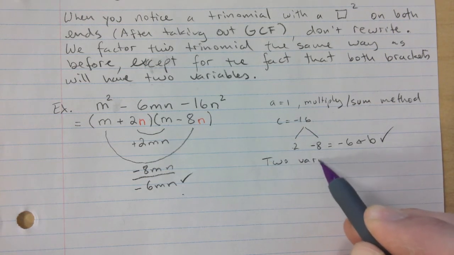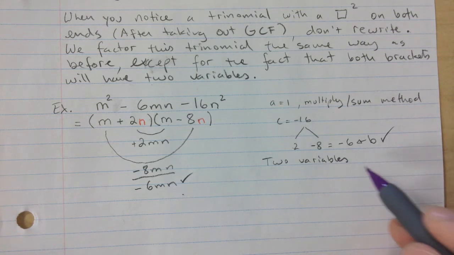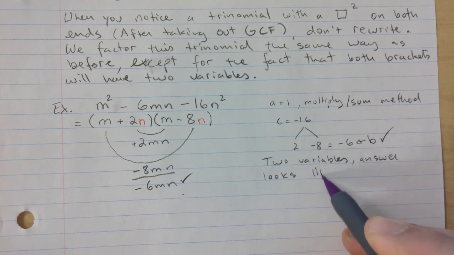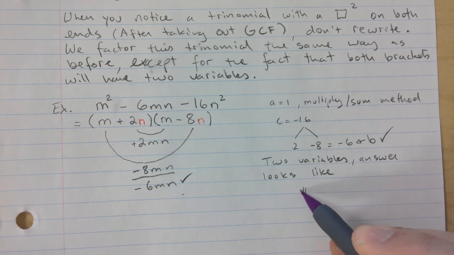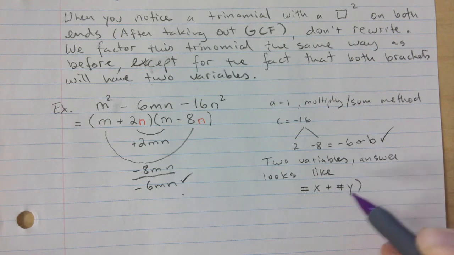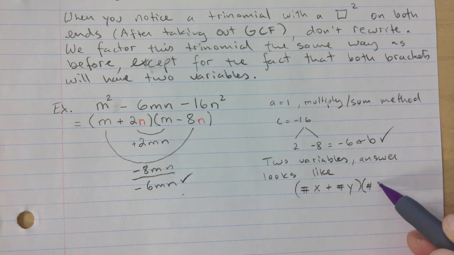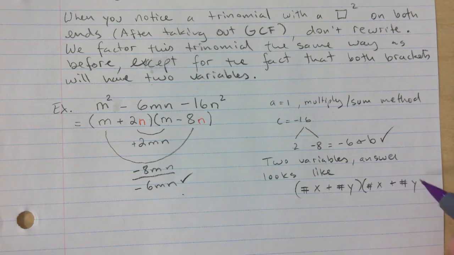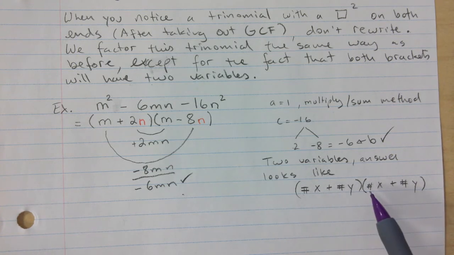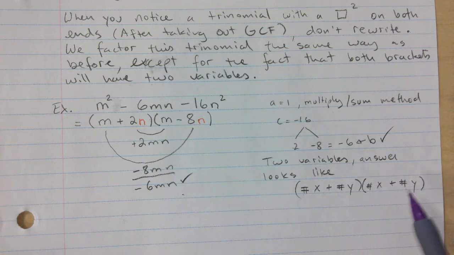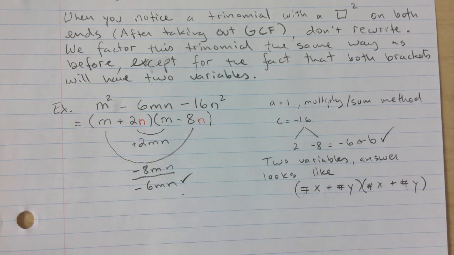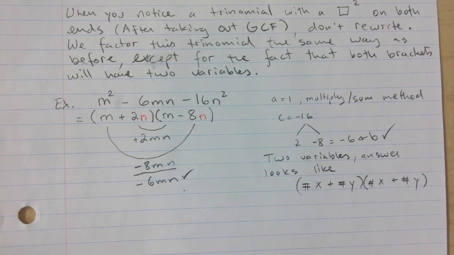Two variables, the answer looks like number x plus number y, right? And then you have number x plus number y. You'll have both variables and you'll have coefficients in front of each of them. And notice that the coefficient for both m's is 1 in this case because this is a scenario where that is happening.